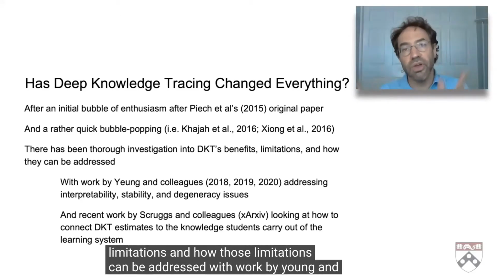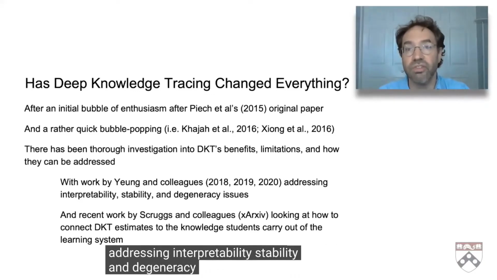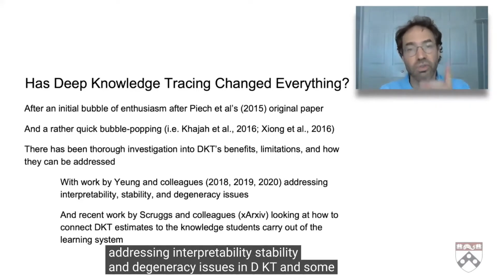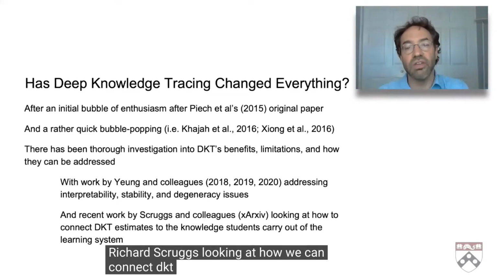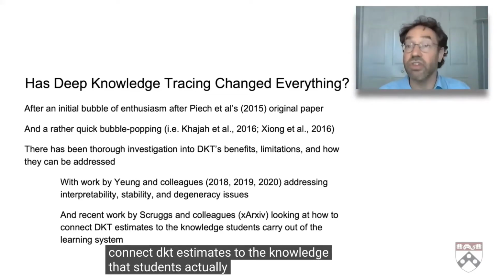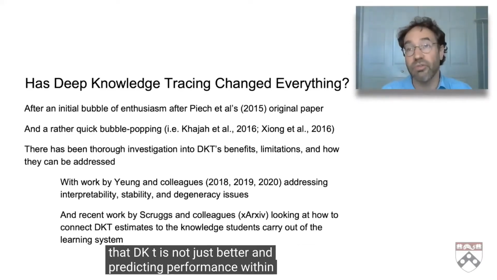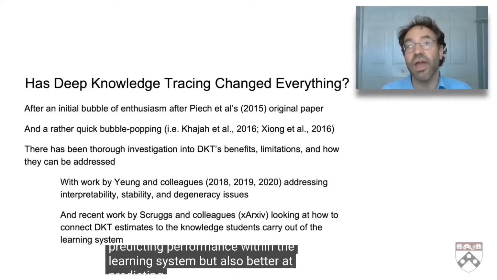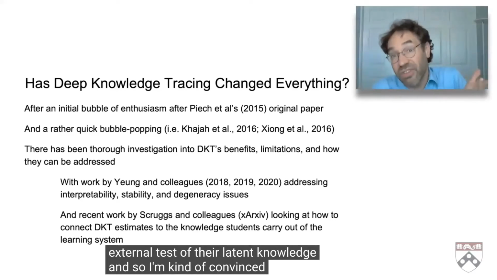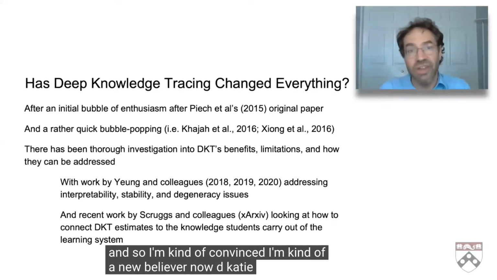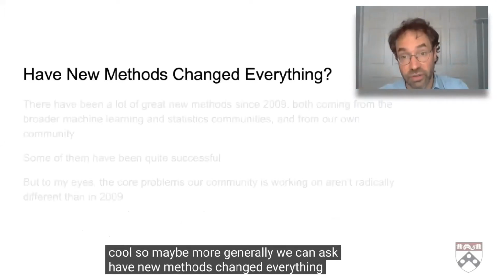With work by Jung and his colleagues, which I really like, addressing interpretability, stability, and degeneracy issues in DKT, and some recent work by my graduate student Richard Scruggs, looking at how we can connect DKT estimates to the knowledge that students actually carry out of the learning system. And that work suggests that DKT is not just better at predicting performance within the learning system, but also better at predicting how students will do in external tests of their latent knowledge. And so I'm kind of convinced, I'm kind of a new believer now. DKT is pretty cool.